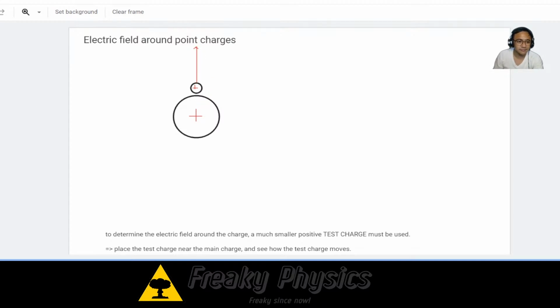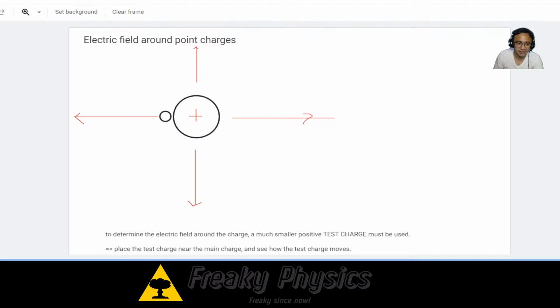Similarly, we can move this test charge here and then determine how it moves. We know it's going to be repelled. It's going to move this way, right? Similarly, we put this here. Which way is it going to move? It's going to move to the right. We put this again here on the left. We know it's going to move to the left, and so on and so on.